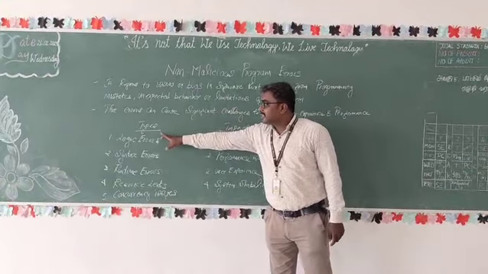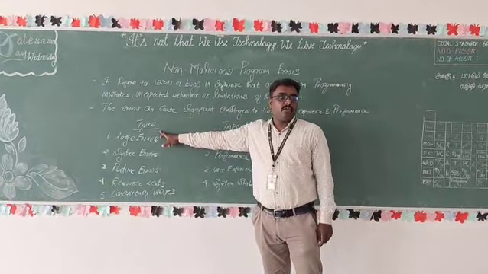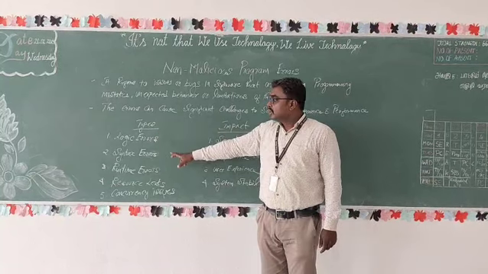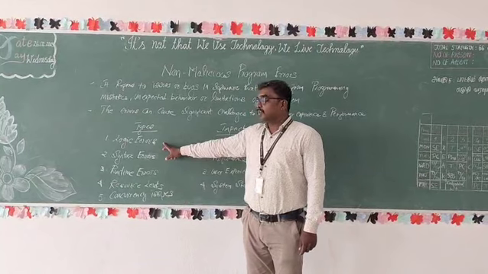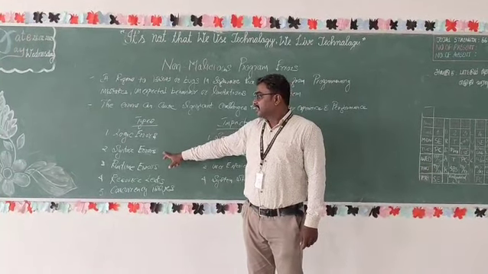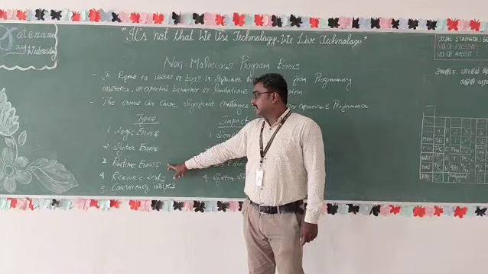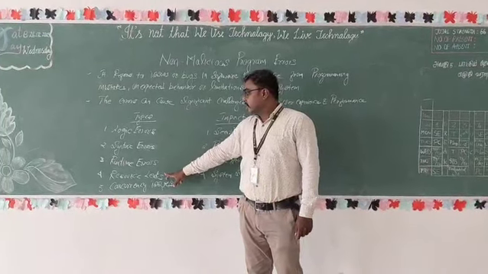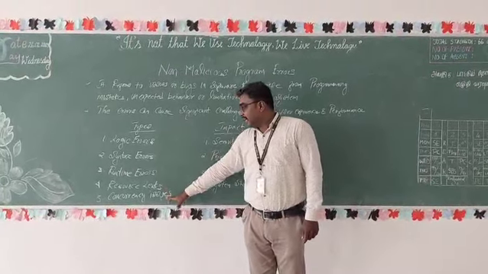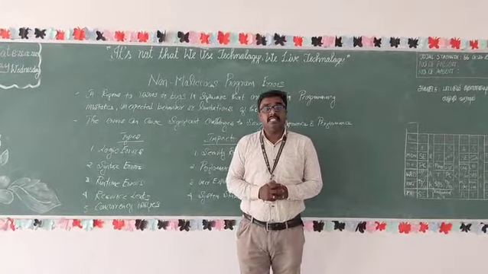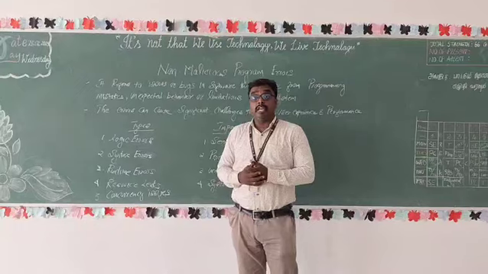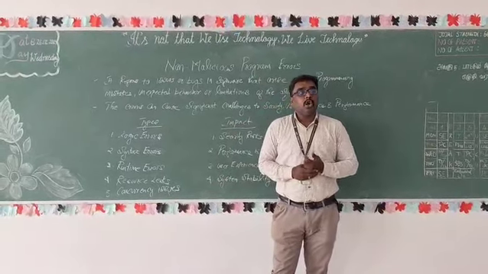Now let us discuss the types of non-malicious programming errors. Here we are going to discuss the 5 main types. First one is logical errors, second one is syntax errors, third one is runtime errors, fourth one is resource leaks, and fifth one is concurrency issues. First let us discuss logic errors. What are logic errors?